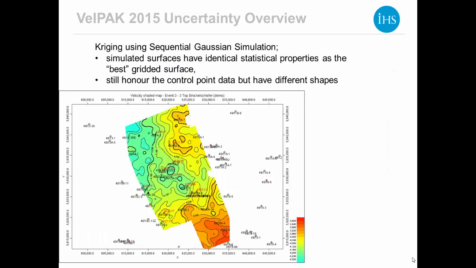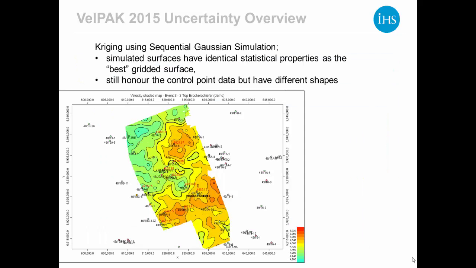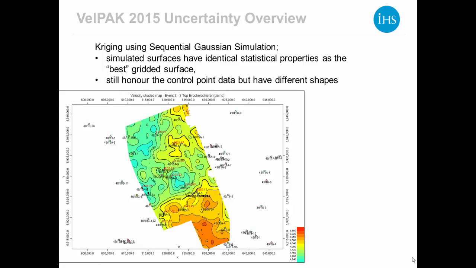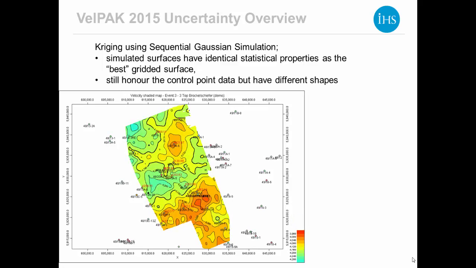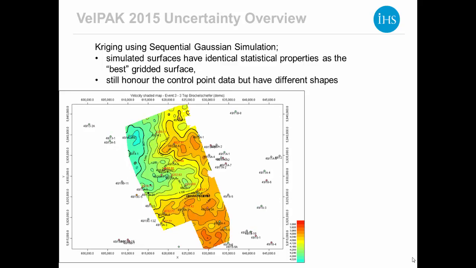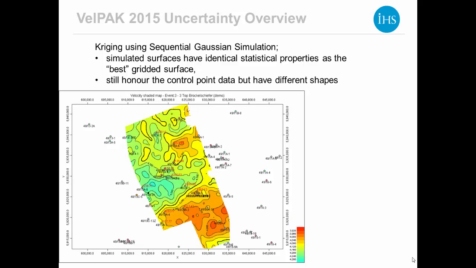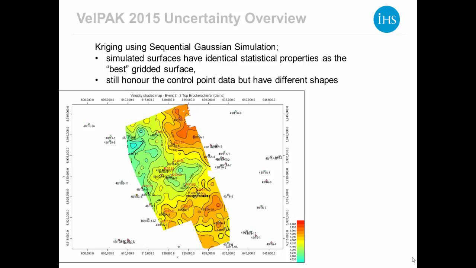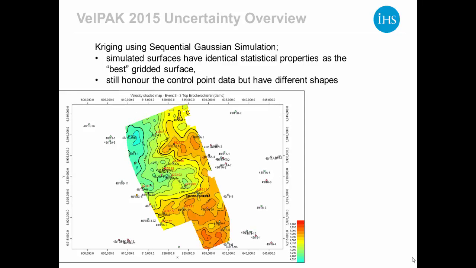This next slide shows an animation of a map, in this case velocity, holding identical statistical properties as the best case gridded surface, still honouring the control point data available, but having different shapes. This animated set of maps have once again been generated through wobbling lateral variation using kriging with SGS within the looping course of the VelPAK workflow system.